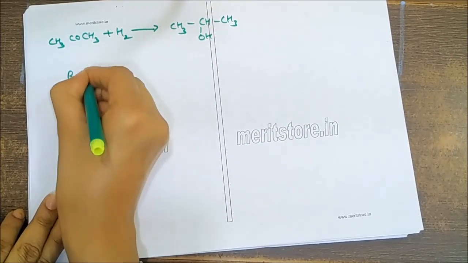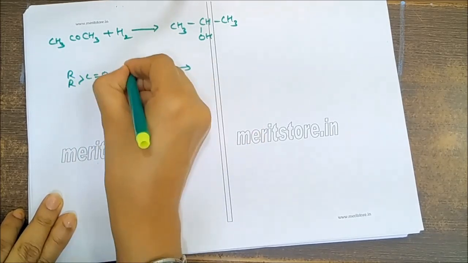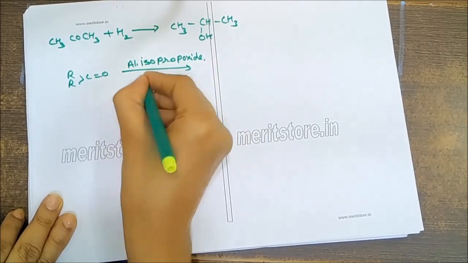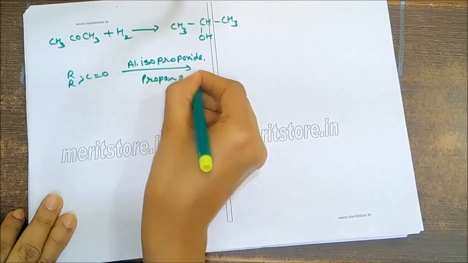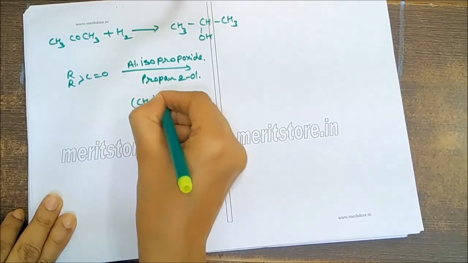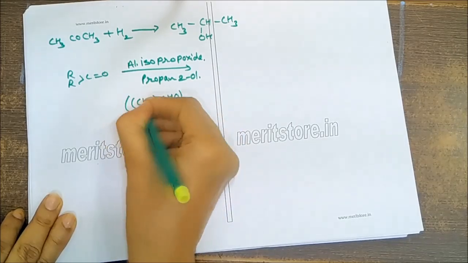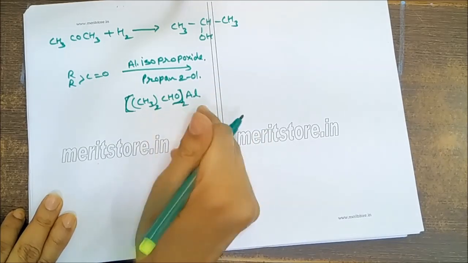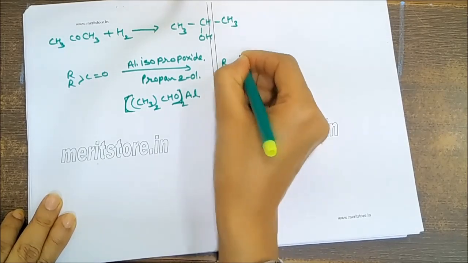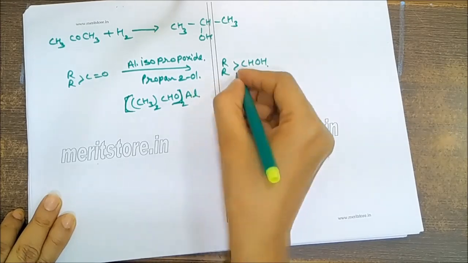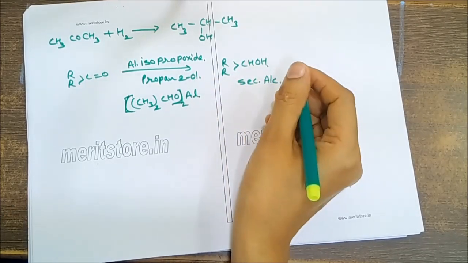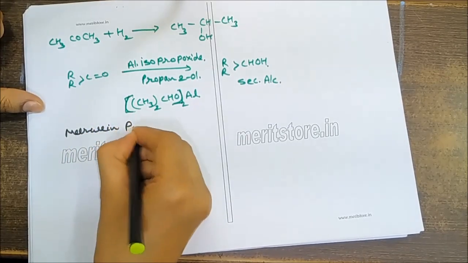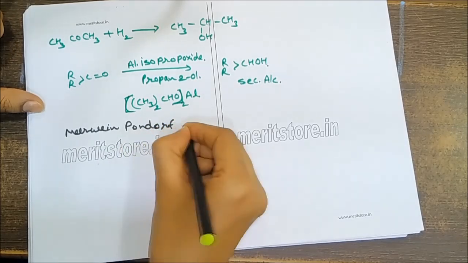This reaction can be done in presence of aluminium isopropoxide, isopropanol. This is our aluminium isopropoxide. It will make secondary alcohol. This reaction is called Meerwein-Ponndorf reaction.